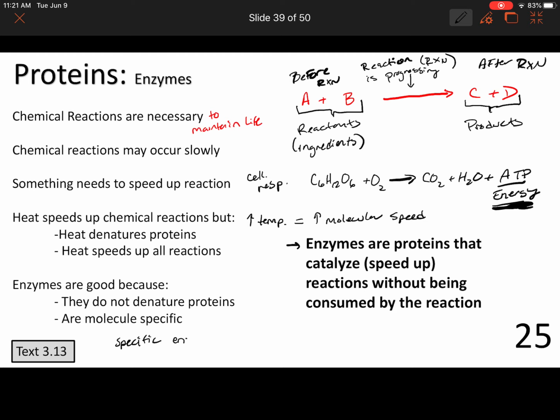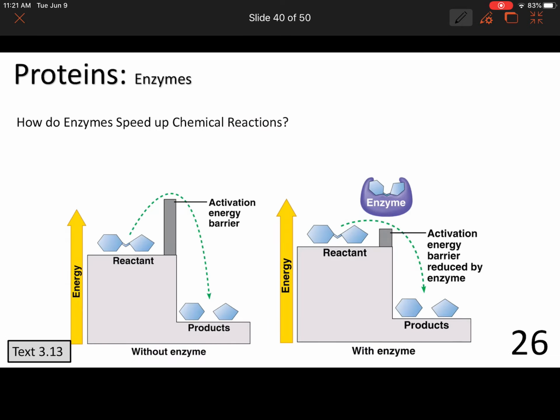The other reason why they're preferred to heat is that they are specific. There are going to be specific enzymes for specific reactions. So there are enzymes whose only job is to speed up the rate of cellular respiration, and they're not going to speed up the rate of any of the other reactions, just cellular respiration. So this gives us specificity. It allows us to increase the speed of one reaction without increasing the speed of another reaction.